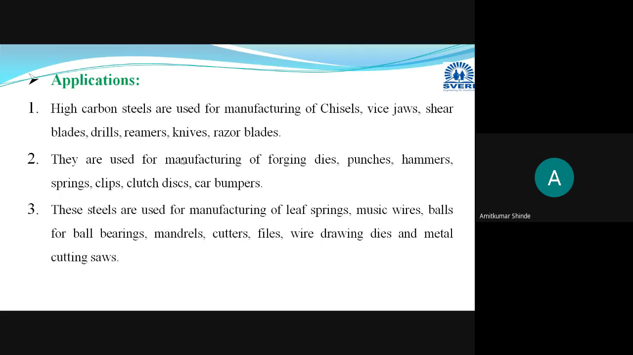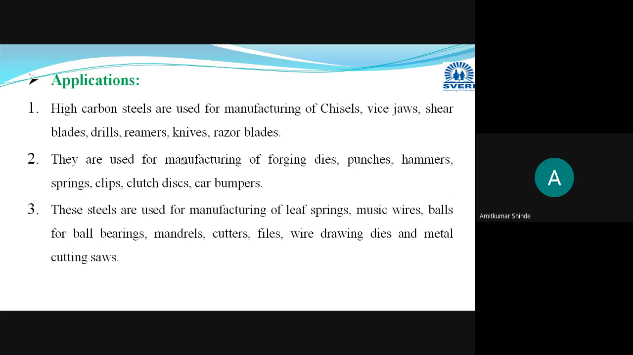Then different musical wires are there. Then in the ball bearing, whichever balls are there, those balls are also manufactured with the help of this high carbon steel only. Then mandrels, cutters, files, already I have discussed this with you. All these, you can simply make a list of whichever different accessories or instruments are available in the workshops, all that are manufactured from high carbon steels. Then different dies, that is forging dies, wire drawing dies, all are made from this high carbon steel only. So these are the applications for the high carbon steel.